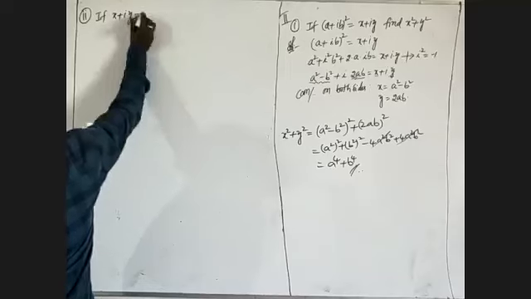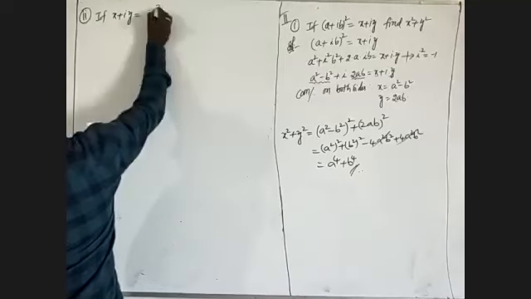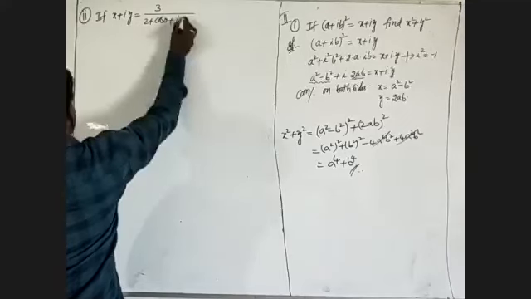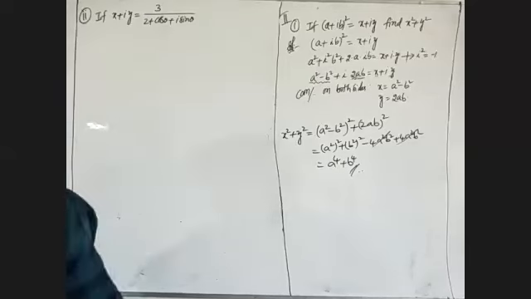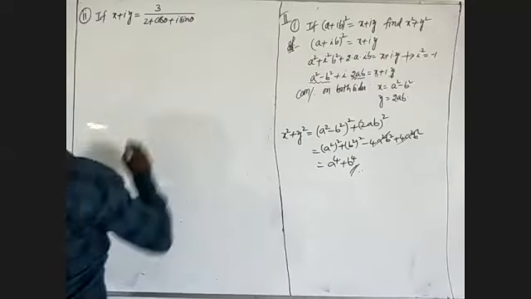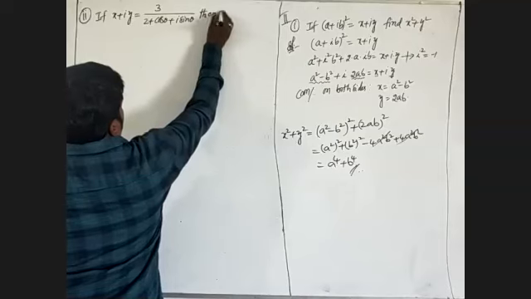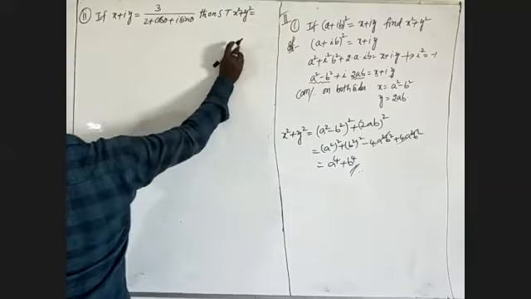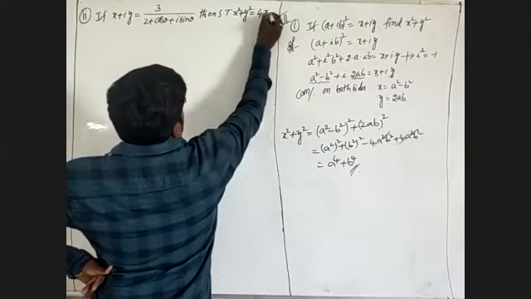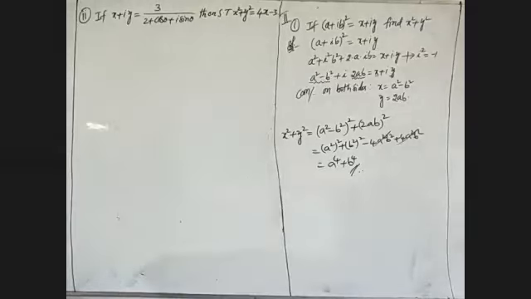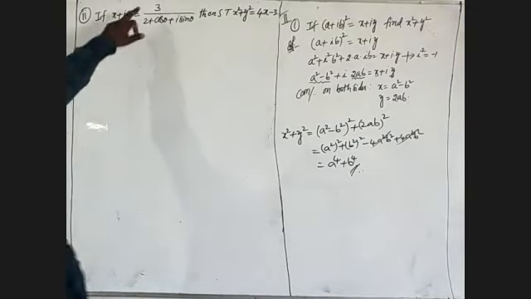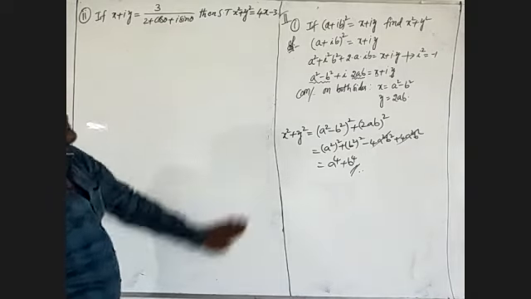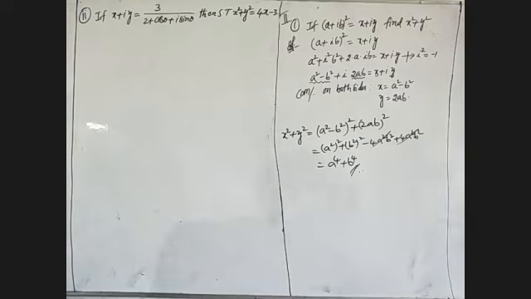If x plus iy is equal to 3 by 2 plus cos theta plus i sin theta, then show that x square plus y square is equal to 4x minus 3.